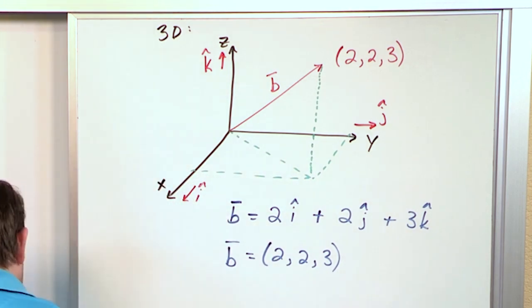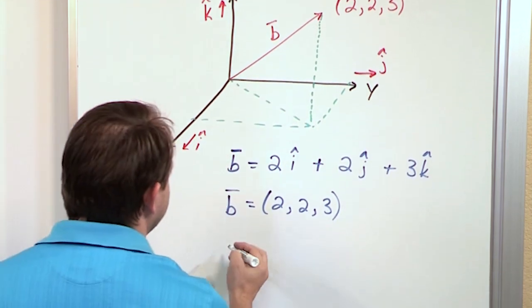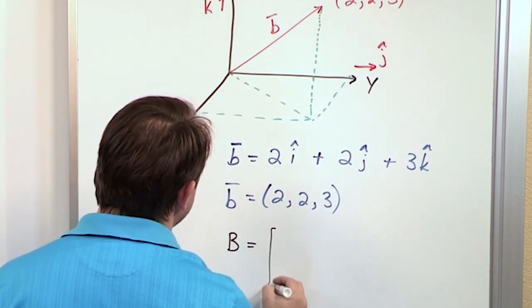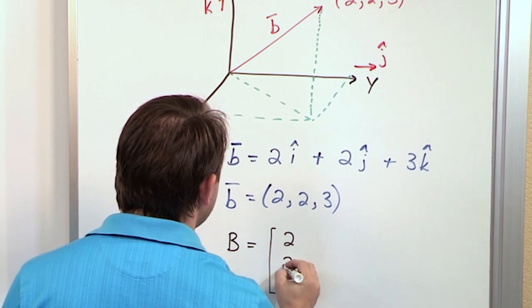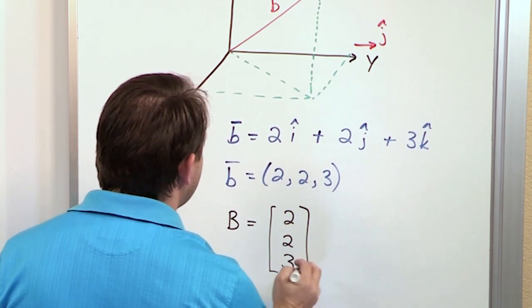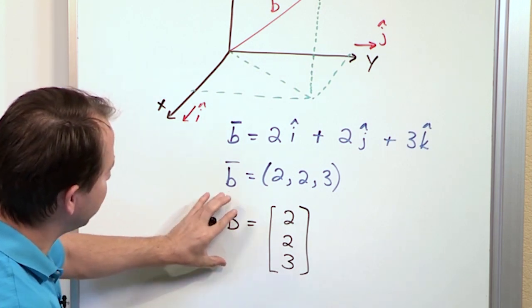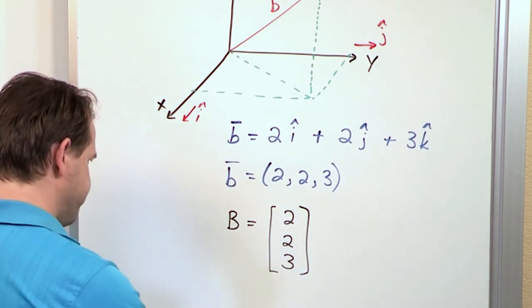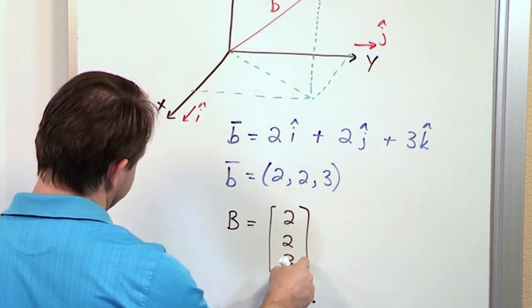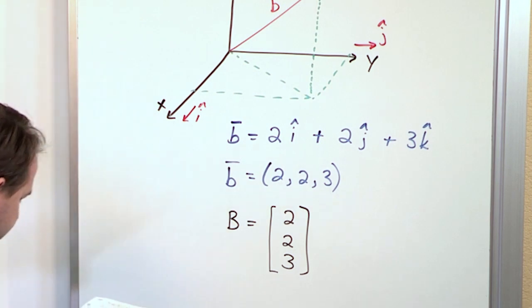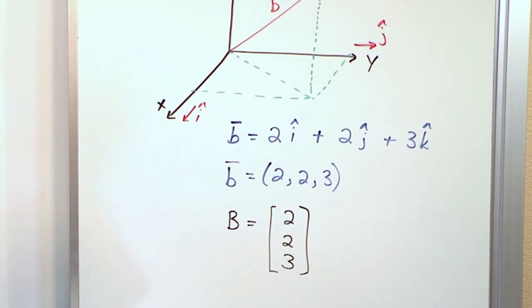But in linear algebra, we're very much going to drop as much as we can and write everything as a matrix. So I'm going to make a capital B now. That's typically what we do. And I'll make it 2, 2, 3. I drop the commas, I put it in a column matrix. This is a perfectly valid way to represent a three-dimensional vector. 2 in the x direction, 2 in the y direction, 3 in the z direction, or i, j, k components, as we have always done. I'm just trying to make that connection for you.